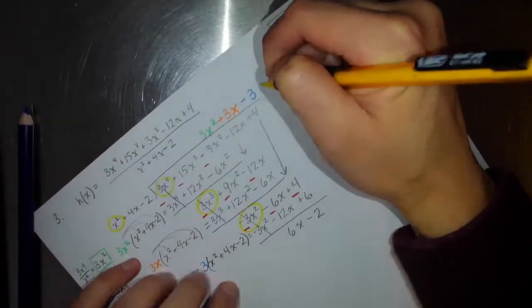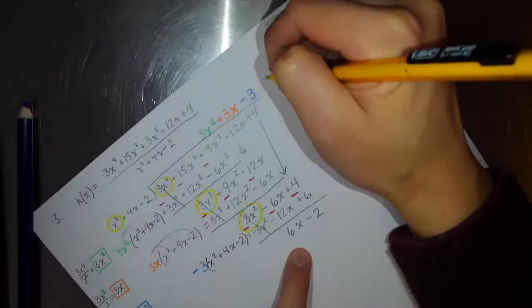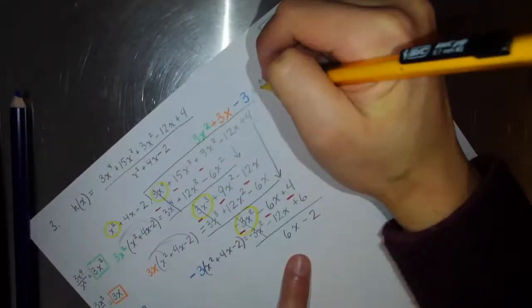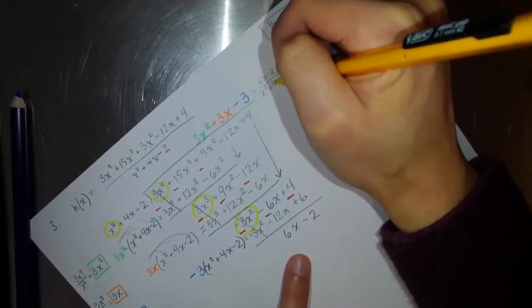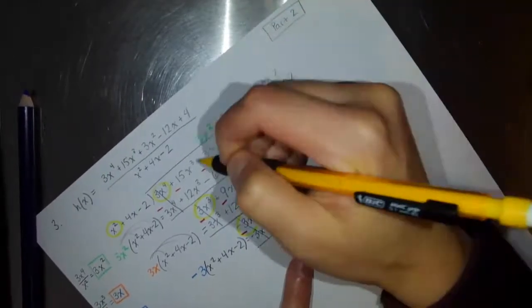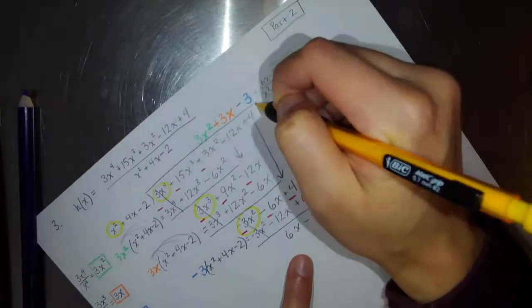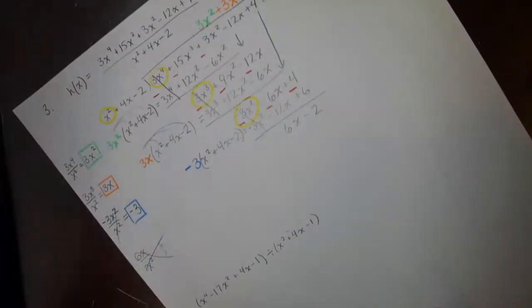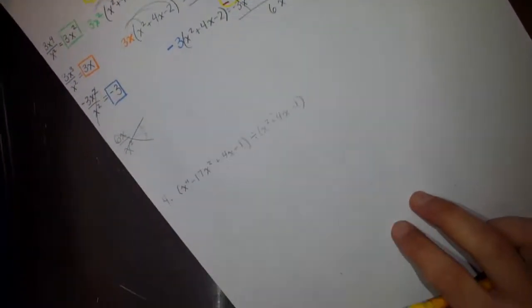So this will be plus my remainder of 6x minus 2 over what I divided by, x squared plus 4x minus 2. And there is that answer. So not quite as long as the first two because we have more terms. So we're going to do one more here, number 4.